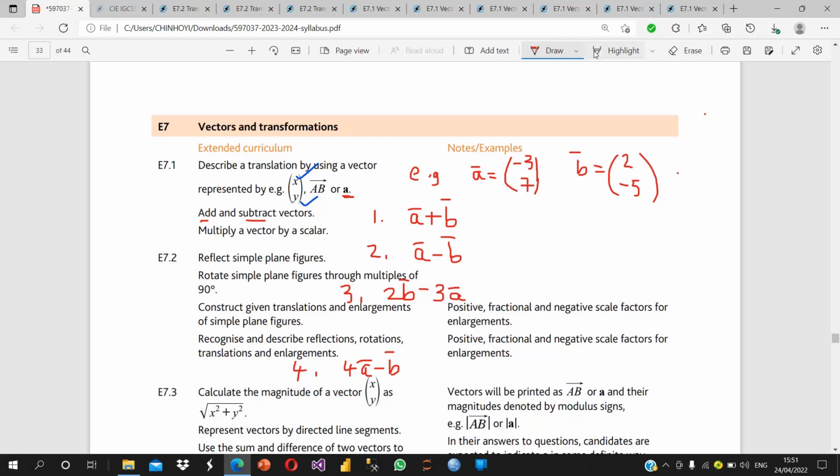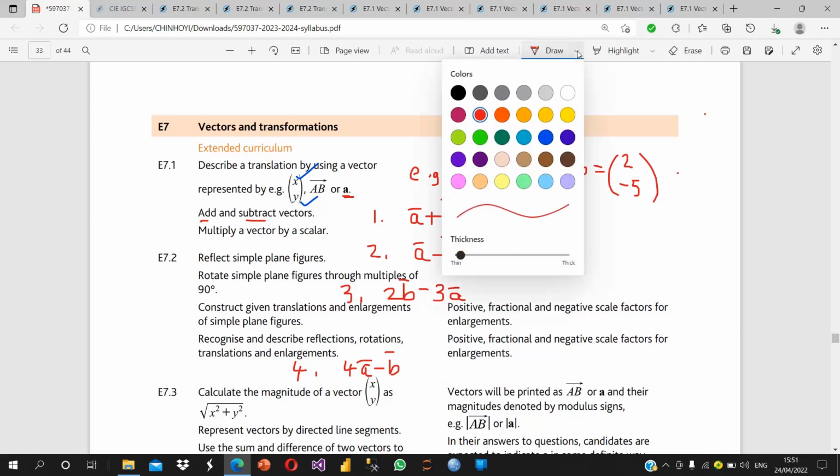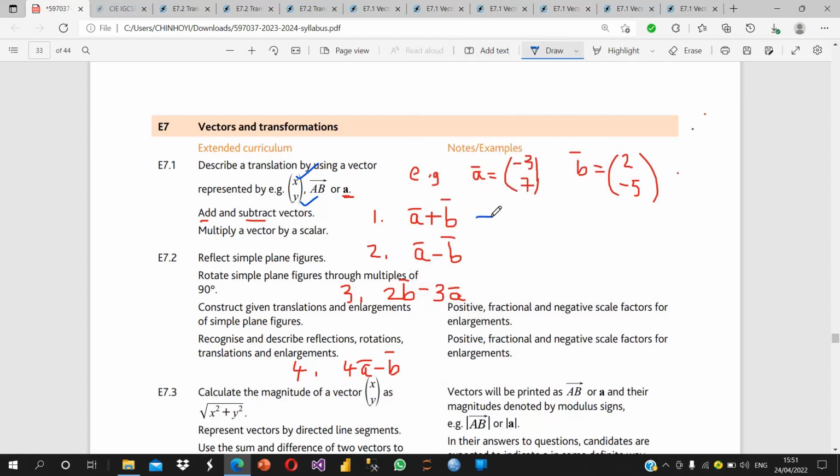So when we say, let me use a different color. Let me use this one. Right. So when we say A plus B, it's like we are going to take A as it is. This is the vector for A, minus 3 and 7. Then plus B. What is our B? Our B is 2 and minus 5.